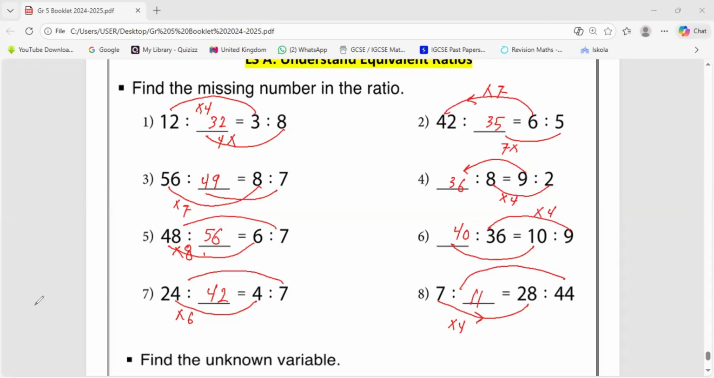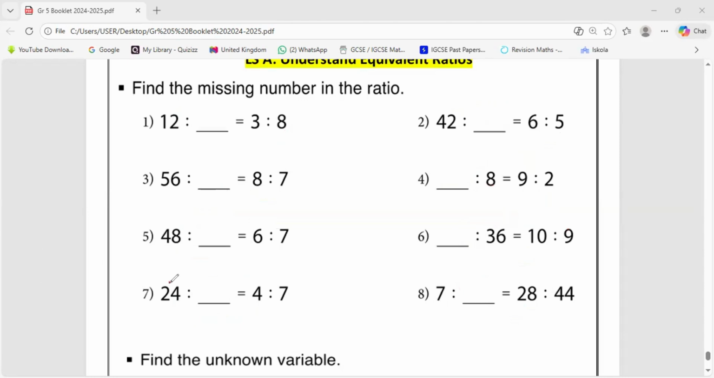We can do the opposite. We can divide, like this. I gave you two examples, you understand. Here, 24 divided by what? Divided by 6, you get 4. And also, the number divided by 6 gives 7. Here the number is 42, the same. But I think multiplying is easier than dividing.